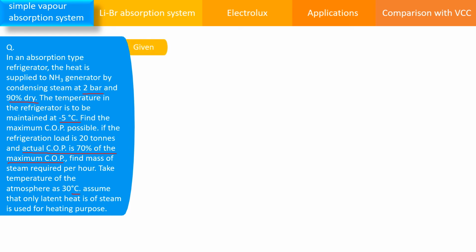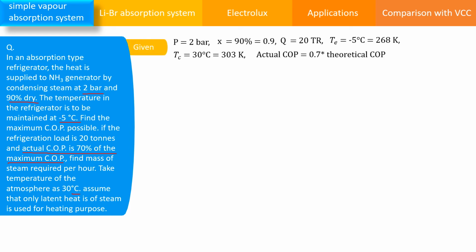So let us write the given data of the system. Pressure is 2 bar, X, that is dryness fraction, is 90%, which is 0.9. Q is 20 TR, the required refrigeration effect. TE, temperature in the evaporator, is -5 degrees Celsius, obviously to be converted to Kelvin. Then the temperature of the condenser is maintained at 30 degrees Celsius, because the condenser rejects heat at atmospheric temperature. So the condenser temperature will be 30 degrees Celsius, in Kelvin 303. And one more factor is given, actual COP is 0.7 of the theoretical or maximum COP. This is also the maximum COP possible.